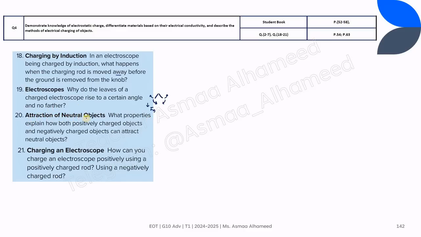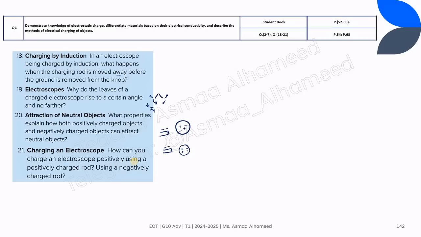Question 20. Attraction of neutral objects. What properties explain how both positively charged objects and negatively charged objects can attract neutral objects? So this question says that even though you have a neutral object, it can still be attracted or repelled. How does that happen? A neutral object basically still has charges. So if I were to bring a negative rod, what happens here? This negative rod basically will bring the positive closer to it and repel the negative away from it.